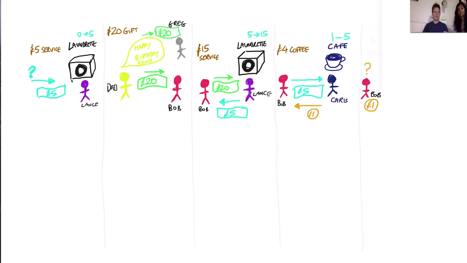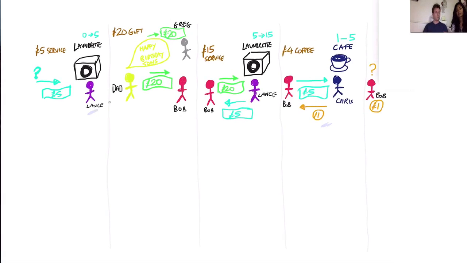So I'm just going to start by telling a little story again, right? And this is the real world, and it's a very simple scenario where we've got a bunch of people involved in our story. Okay, we've got Lance the laundrette. He's running a little laundry business. We've got Bob in our story, and Greg, his twin brother, and we've got Chris, the coffee shop guy, right? And we're just going to talk about a couple of very simple scenarios of cash changing hands between these different people, right?